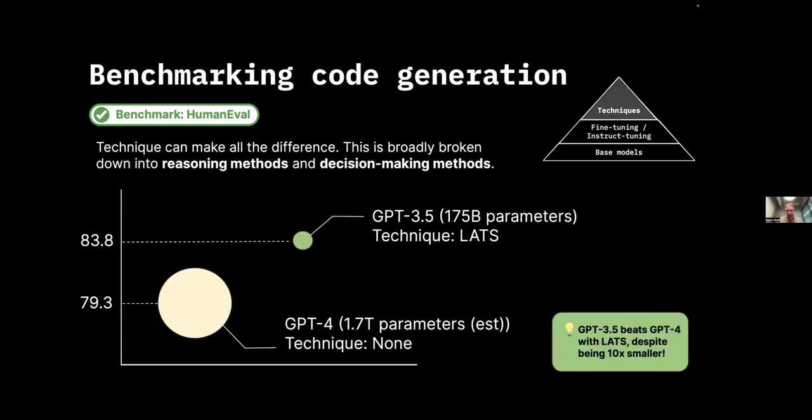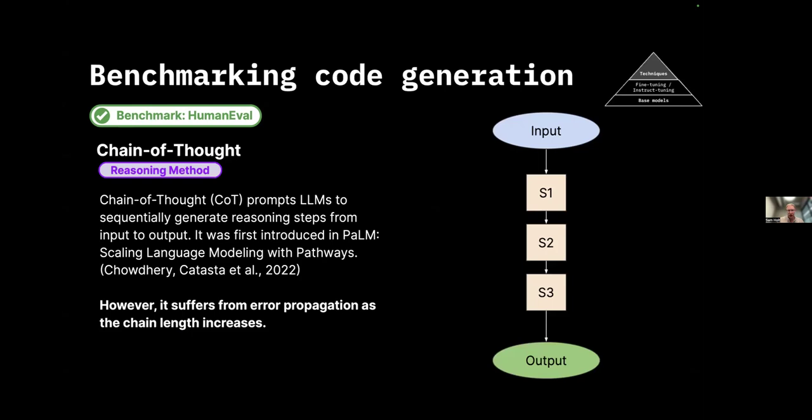So technique can make all the difference. This is really broken down into reasoning methods you may have come across or seen in presentations already today, and decision-making methods. And what's really interesting inside is we can actually generate a higher score in HumanEval by just using better prompting techniques, which we'll go into, compared to a base model of GPT-4.